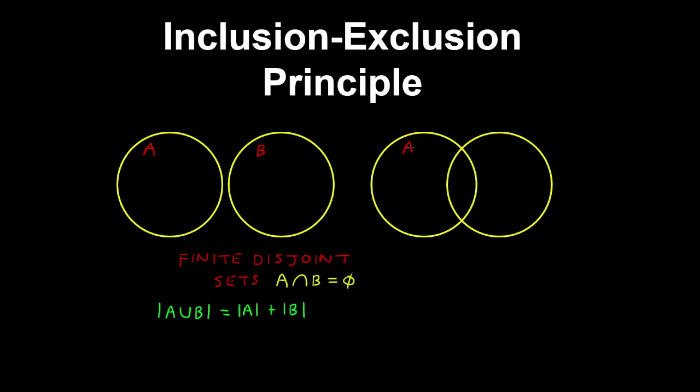Now if sets A and B are finite sets where there's an intersection between A and B, so the two sets have common elements between them, then in this case, the number of elements in A union B is equal to the number of elements in set A plus the number of elements in set B minus the number of elements in the intersection of A and B. And this here is the inclusion-exclusion principle.